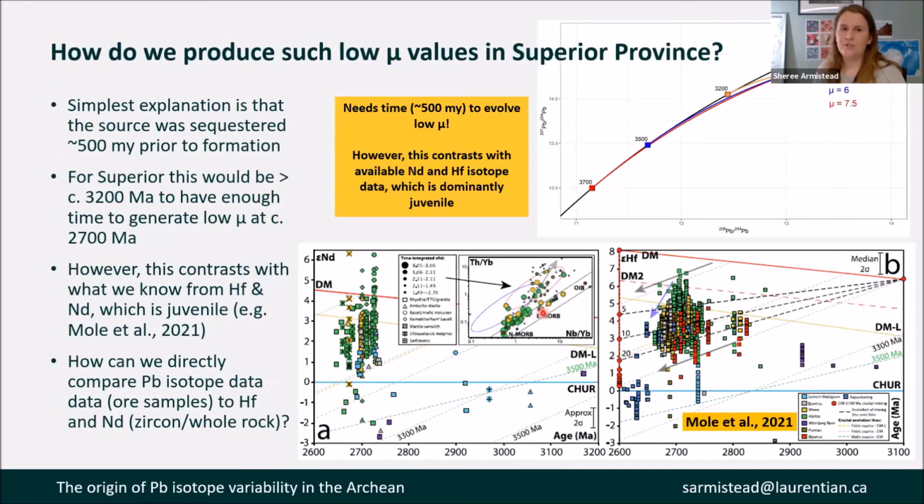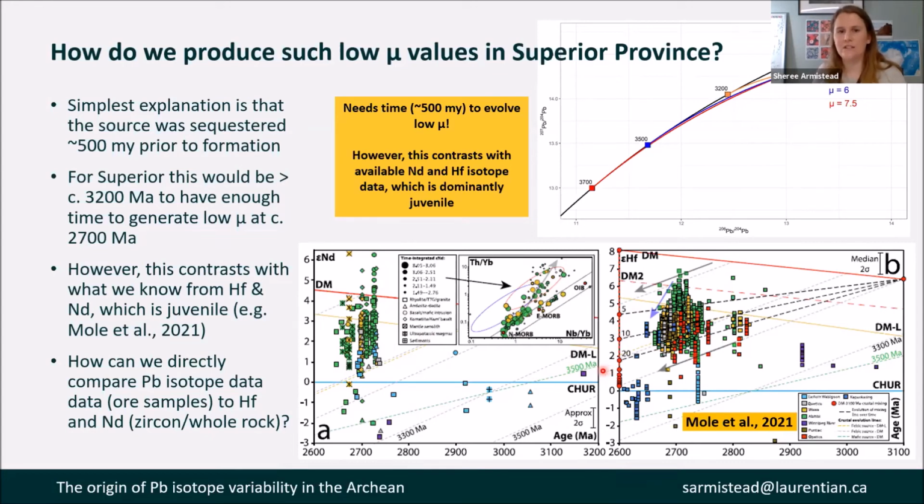So how do we produce these low mu values in Superior? Again, you'll remember I said it needs quite a lot of time to evolve. So the simplest explanation is that a source was sequestered 500 million years before formation. But this really contrasts with what we know from things like hafnium and neodymium. Here is a study recently published by David Moll et al. 2021, this year. He published a bunch of new data as well as compiling a bunch of already existing data. And you can see here, both in neodymium and hafnium, it's all really quite juvenile. So that doesn't really make sense with what we're seeing with the lead isotope signatures.